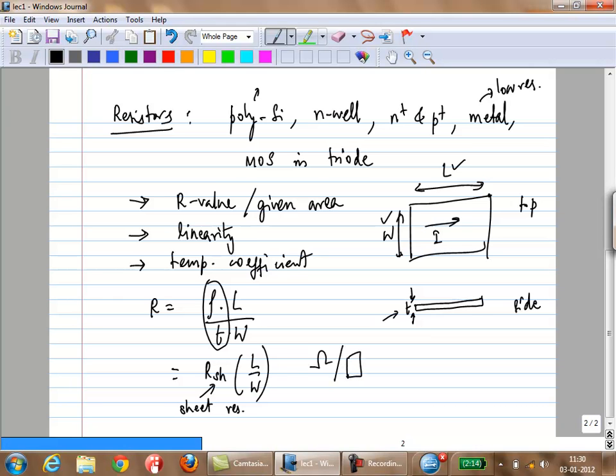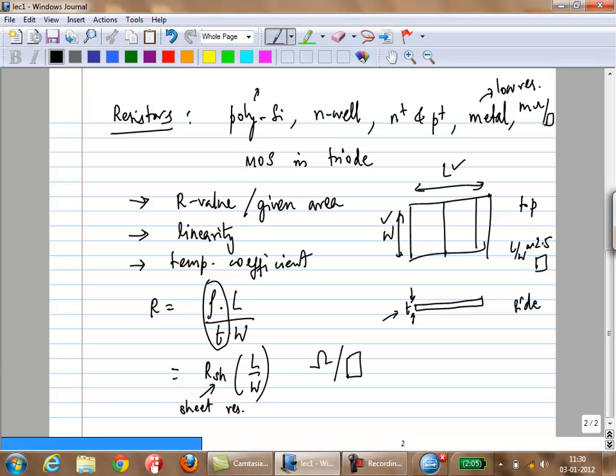Because what that means is, let me erase this for a moment. You can take this, and let's assume it's very long, but in this case, if you take L by W, let's say it's 2.5 squares. So I have 2.5 squares, which means if you have a particular sheet resistance, you automatically know the resistance of a particular length of device. For each one of these, you can define a sheet resistance, for the N plus diffusion, for the N well, for all of these.